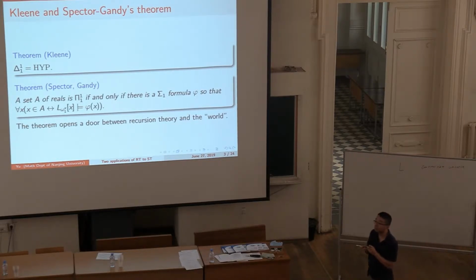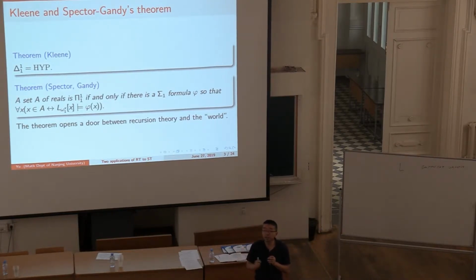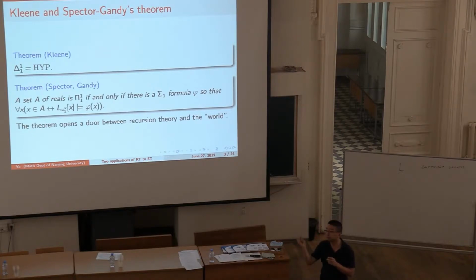So this theorem opens the door between recursion theory and the set-theoretic world, because there are so many mathematical statements that are below the Pi^1_1 level. Then we can use recursion theory to study lots of mathematics, because if a set is Pi^1_1, then it's just a recursively enumerable set. Then we can apply recursion theory to prove set theory results.